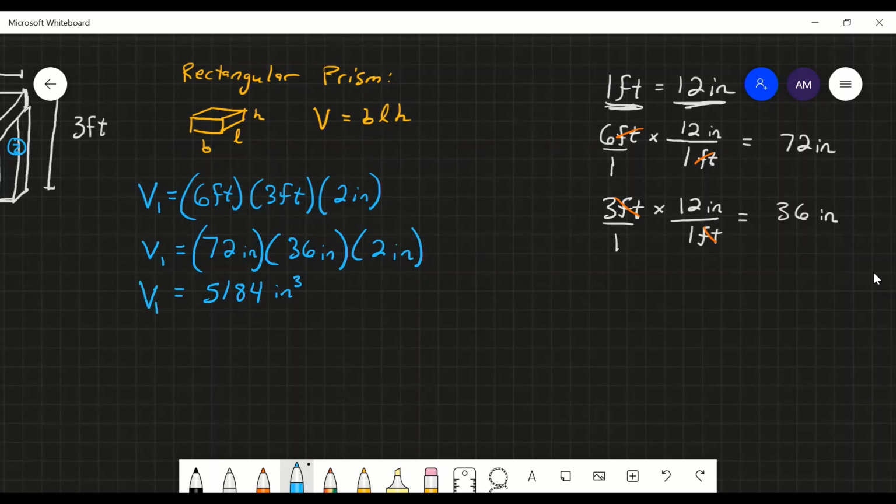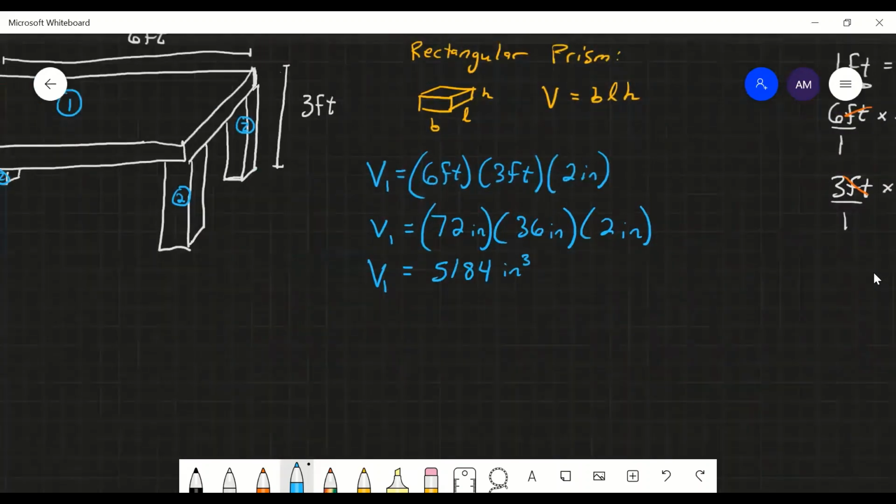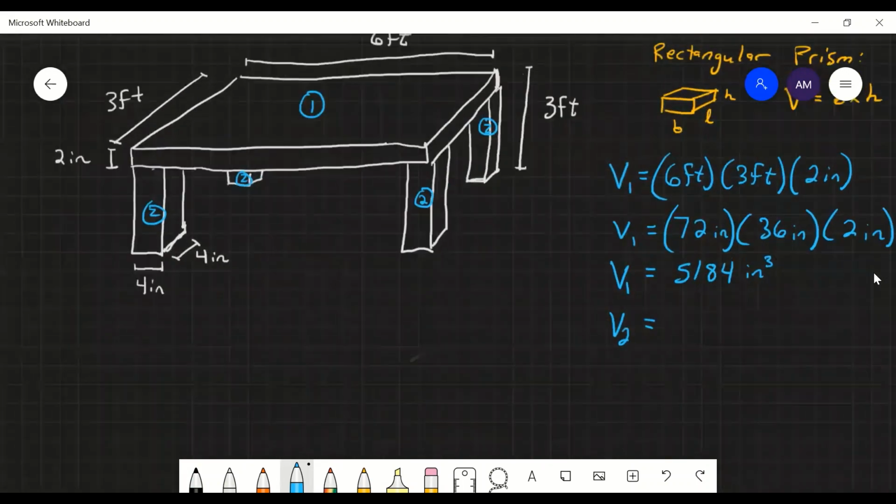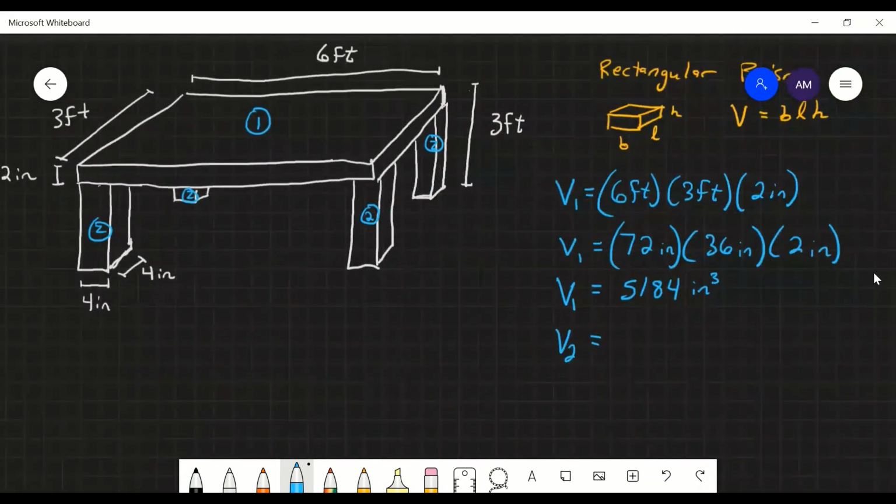That's V1. Now let's look at V2, where I only need to really learn about one of the legs of the table, and then we just multiply that answer by 4 when we get the total, because there's 4 legs. How tall are these legs? Well, it's a little bit tricky for this one because the entire height of the table is 3 feet, but that includes the thickness of the tabletop, which is 2 inches.